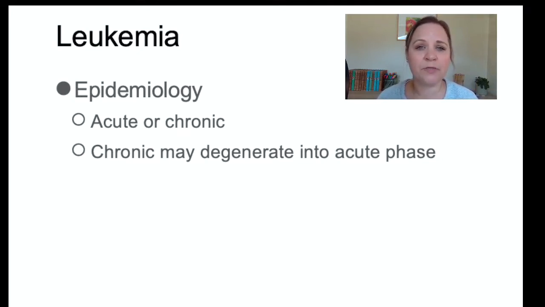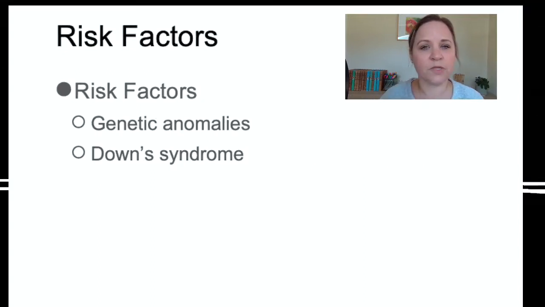Acute leukemia happens when there is significant deformity to the blood cells very quickly and causes symptoms fast, whereas with chronic leukemia, the dysfunction and deformity of the blood cells happens slowly and may take years before symptoms develop. That being said, someone who has chronic leukemia can suddenly develop an acute phase of leukemia. So they could have subclinical symptoms for a long time and then quickly develop acute leukemia. Risk factors for leukemia include some kind of genetic abnormality as well as Down syndrome.